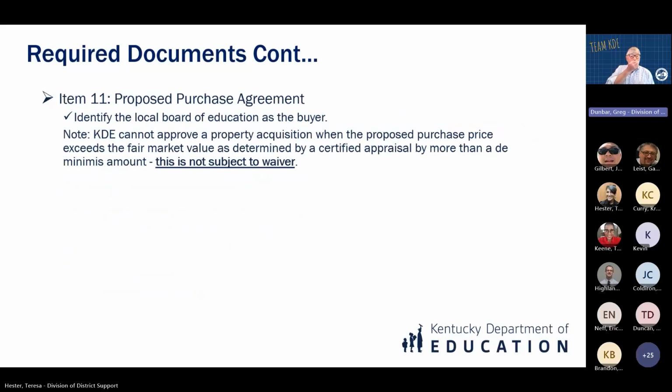Next slide, please. Proposed purchase agreement. The Board of Education should be identified as the buyer. And again, a reminder, KDE cannot approve a property acquisition when the proposed purchase price exceeds the fair market value as determined by the appraisal by more than the de minimis amount. This is not subject to waiver, approval by KBE or anyone else. Thank you. Next slide.